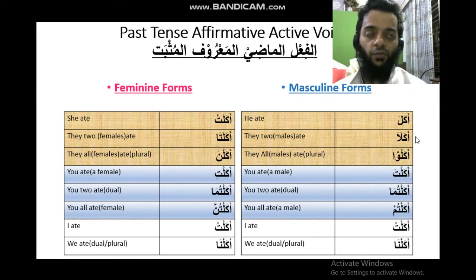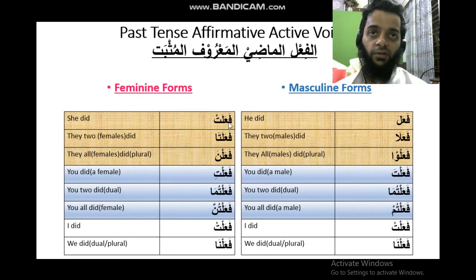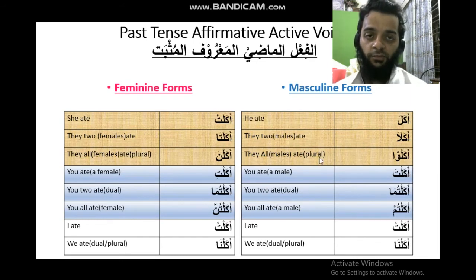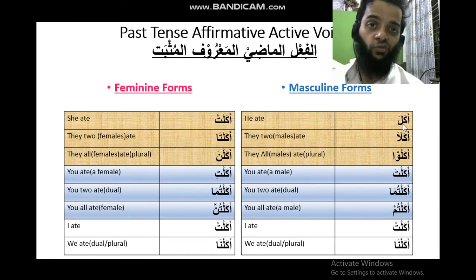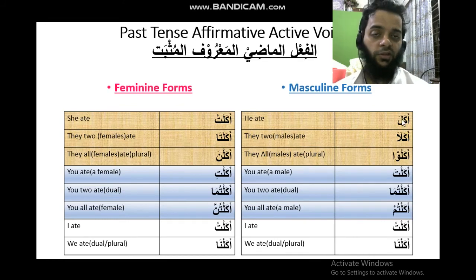So what you did in this, you replace this fa with this hamza, this ain with this kaf, and this lam with this lam. These two lams are different; this lam is of akala and that lam is of fa'ala. So you replace those three letters with these three letters, that is akala, and the rest of the form is basically the same. Akala, akala, akalu, akalat, akalata, akalna, akalta, akaltuma, akaltum, akalti, akaltuma, akaltunna, akaltu, akalna.